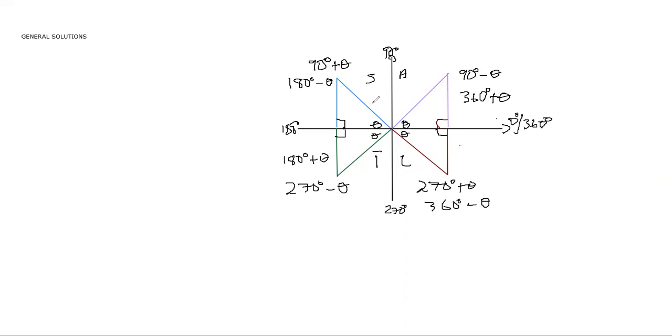Now, sine is positive in the first and the second quadrant. Cosine is positive in the first and the fourth quadrant. And the tangent is positive in the first and third quadrant. Something is very special about the tangent, and I will talk about that as I go through these examples.